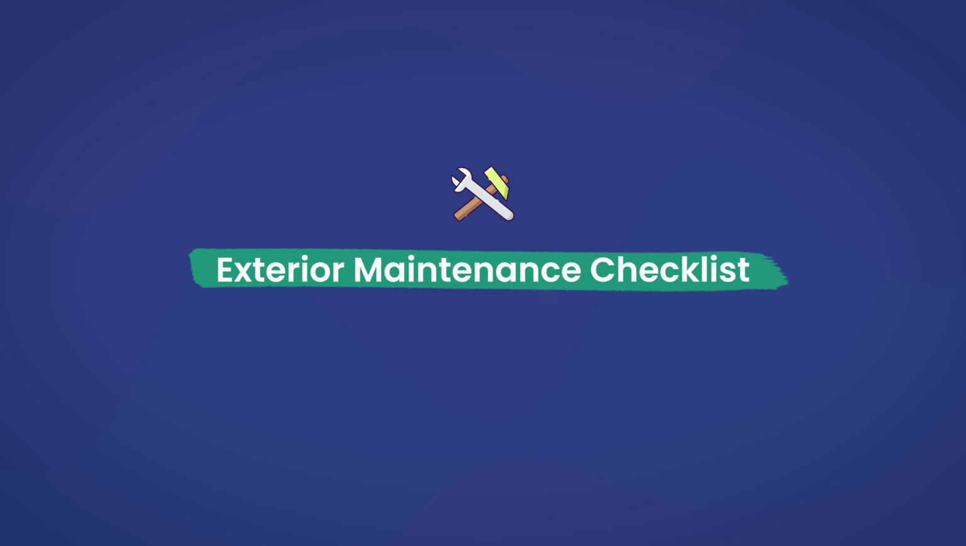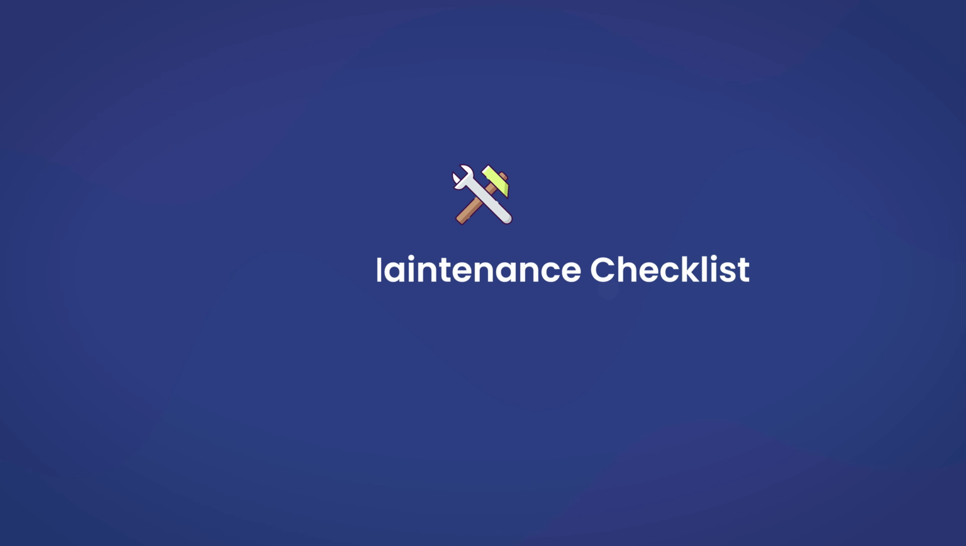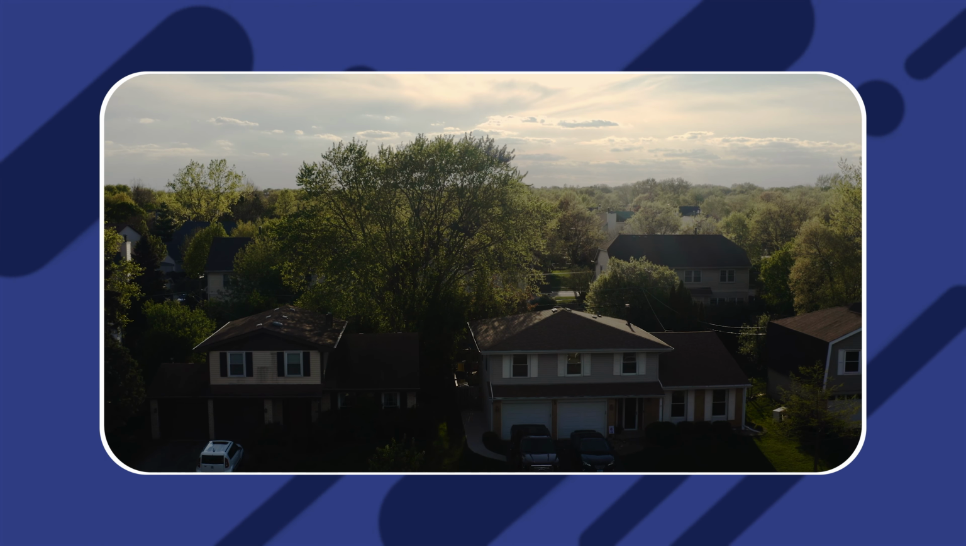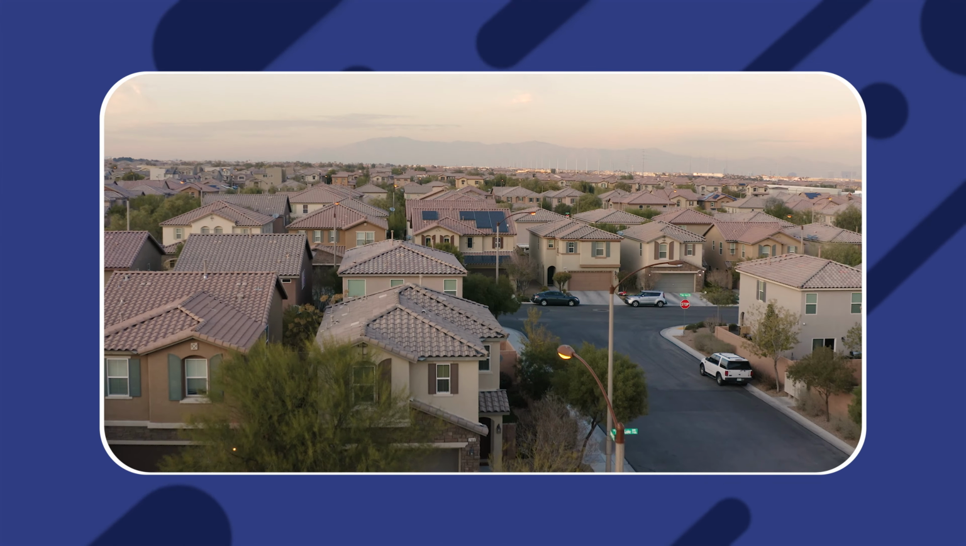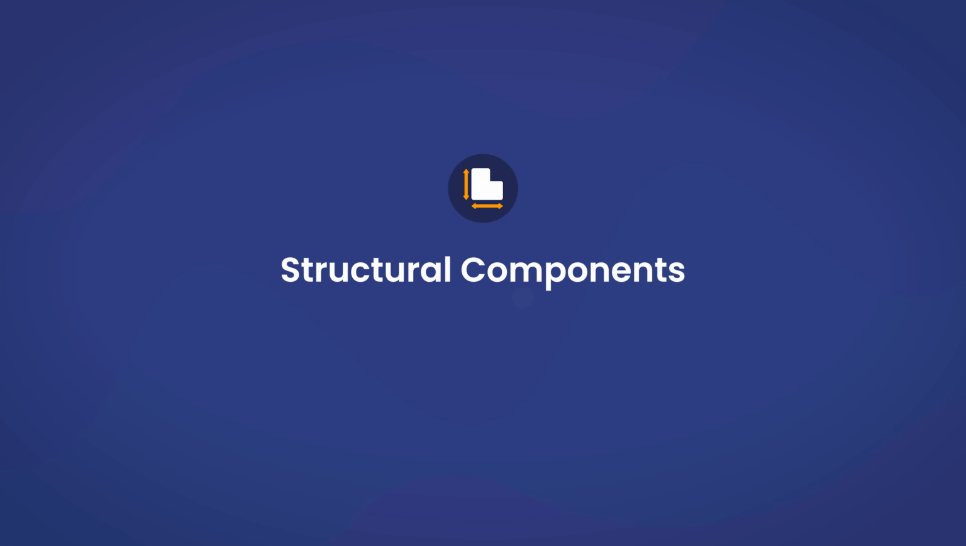The first thing that you should make sure to examine before the yearly review is the exterior of your property. Given that it's part of your property most exposed to the public, it will be where most of the inspection takes place. Let's start with structural components.